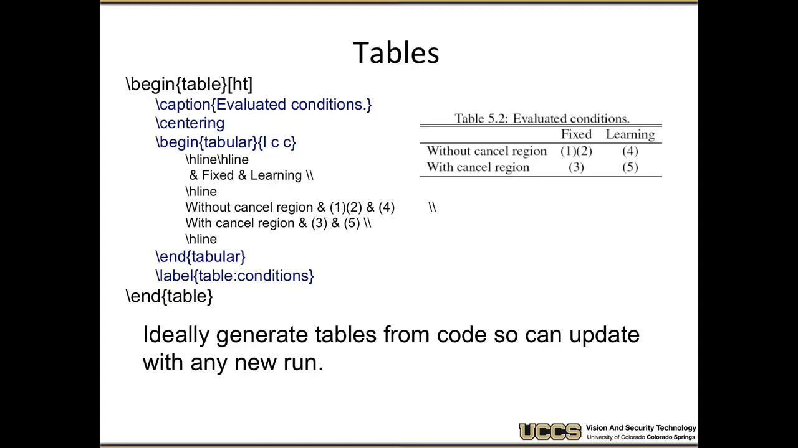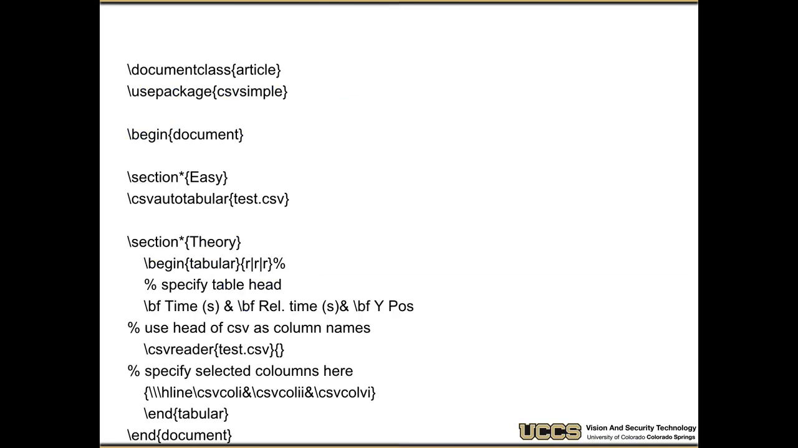Ideally, you want to generate code so that you can update them from any new run. So you might actually have something that looks like this: some document, some section with some theory, begin tabular that says here's how I'm going to format it. Normally in the way I do stuff, we put the table headers with formatting ourselves, and then we use a command inside of LaTeX called CSV read that will read a CSV file and treat those numbers separated as the columns for my data. So now this will read it in. And I'm going to specify that my line looks like CSV column I, CSV column II, and CSV column VI.